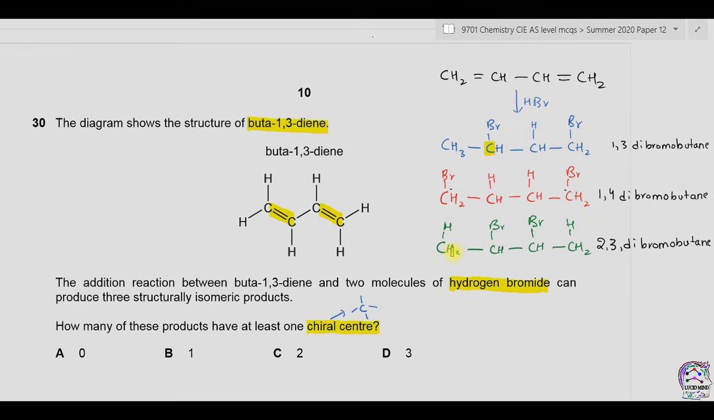In the third structure, we have 2 hydrogen atoms on this carbon, so it is not chiral. 1 hydrogen atom on this carbon, so it is chiral because it has 1 bromine atom, 1 CH3, 1 hydrogen and 1 this group. This carbon is also chiral. This carbon has 2 hydrogens, so therefore it is not chiral. So 2 of the products are having at least 1 chiral carbon. So therefore the possible option is part C.